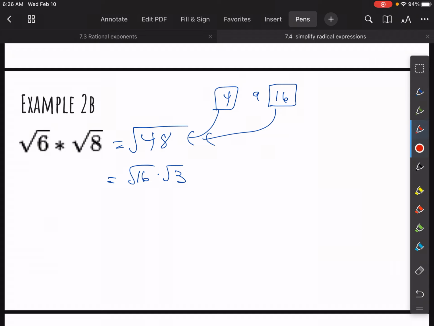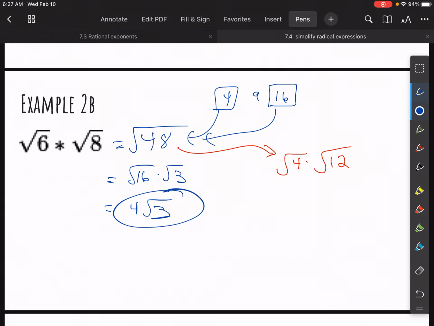By the way, if you did not see that and you chose 4, that's okay. Because what you would get is the square root of 4 times the square root of 12. And I'll show you how that one works in a second. So square root of 16 is 4. Square root of 3 cannot be simplified. I'm done.